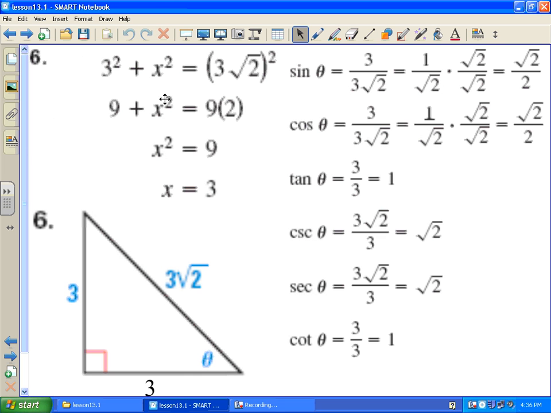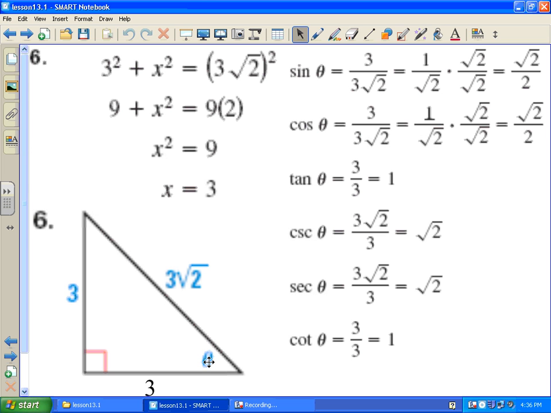The Pythagorean theorem tells me that this missing side length, this leg, is 3. Now that I have all 3 side lengths, I can determine any trig function. For example, tangent is opposite over adjacent. So here's theta. Tangent is opposite 3 over adjacent 3. Tan is 3 over 3, or 1.